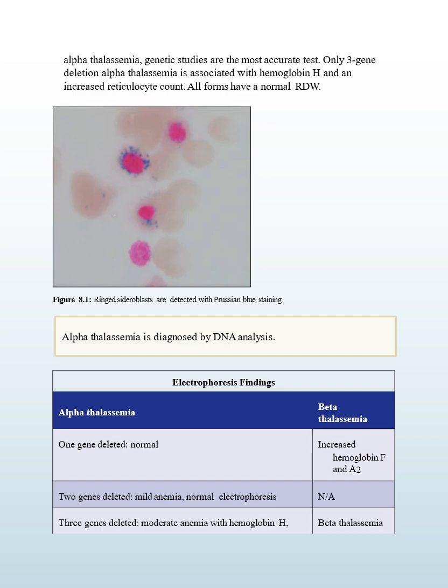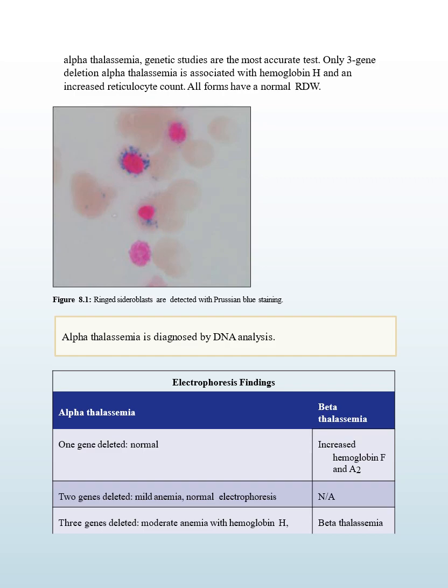On the next table, we can see the table which discusses different types of electrophoresis findings. Alpha thalassemia, if we have one gene deleted, this is normal. For beta thalassemia, we have increased hemoglobin F and A2. If we have two genes deleted, it will cause in alpha thalassemia mild anemia and normal electrophoresis.